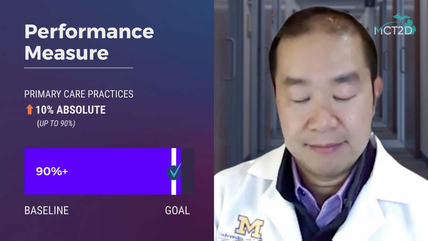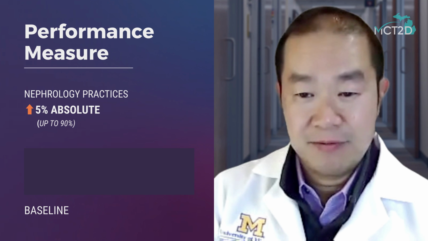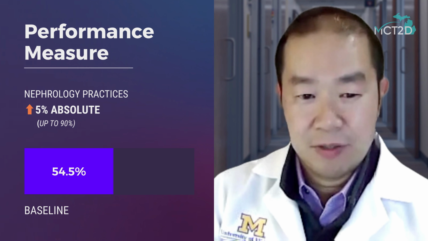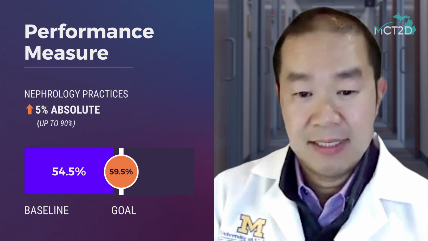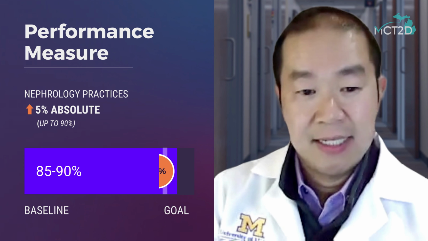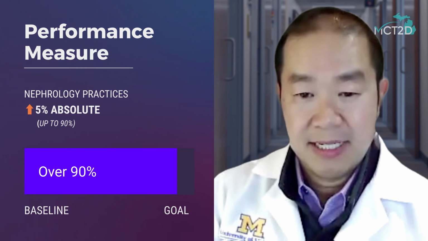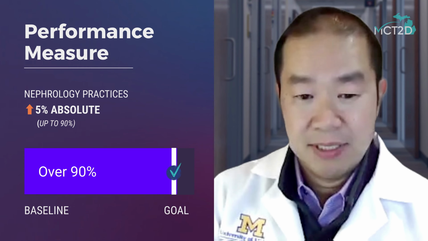For nephrology practices, the goal is a 5% absolute improvement from the practice's baseline uACR screening rate up to a rate of 90%. For example, for a practice with a baseline rate of 54.5%, their goal rate is 59.5%. For a practice with a baseline rate between 85 and 90%, they only need to improve to 90%. Practices with a baseline rate greater than 90% are asked to repeat a rate of at least 90% during the measurement year.